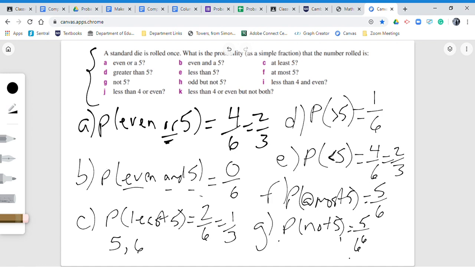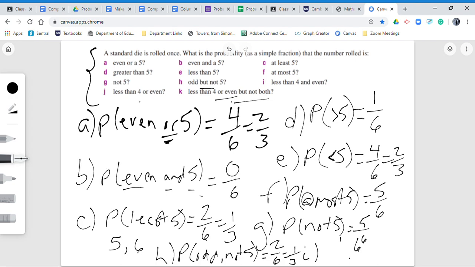H, odd but not 5. This is a good example of a, oh, not really, sorry. I was looking for an "or not both", the mutually exclusive one. So let me try to fit H here. H, odd but not 5, would be 1 and 3. So that would be 2 out of 6 chances, or 1/3.